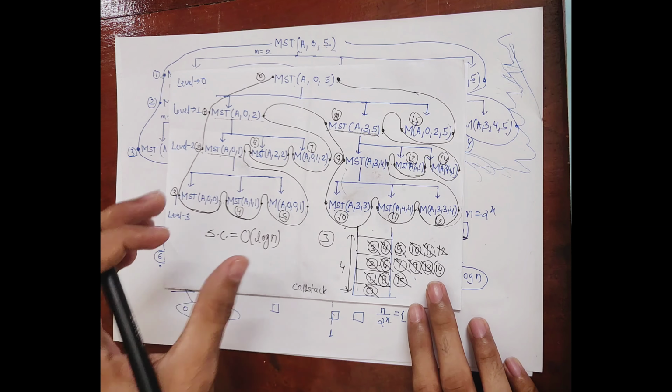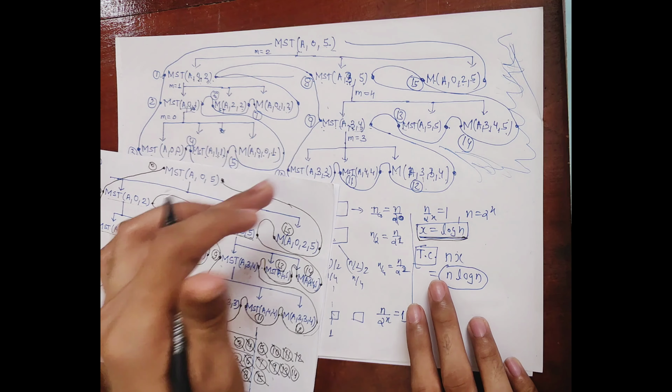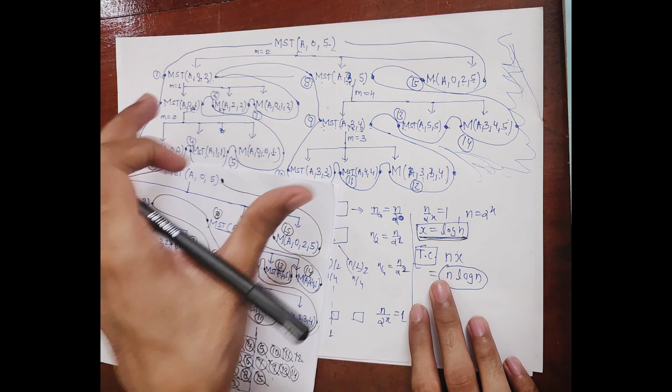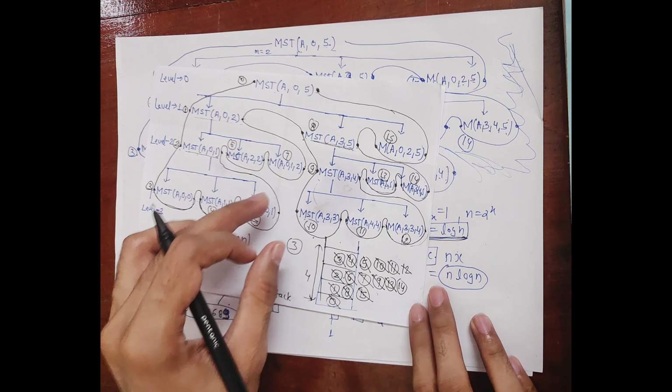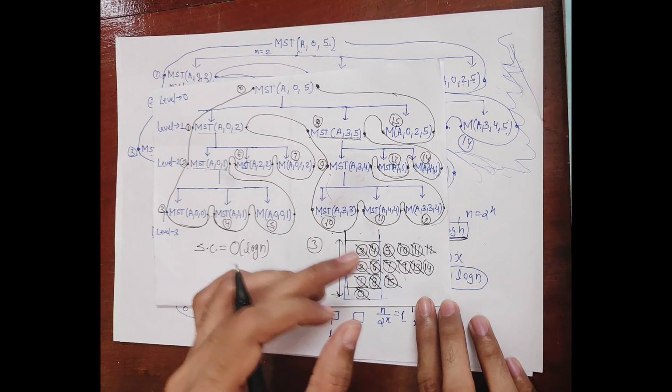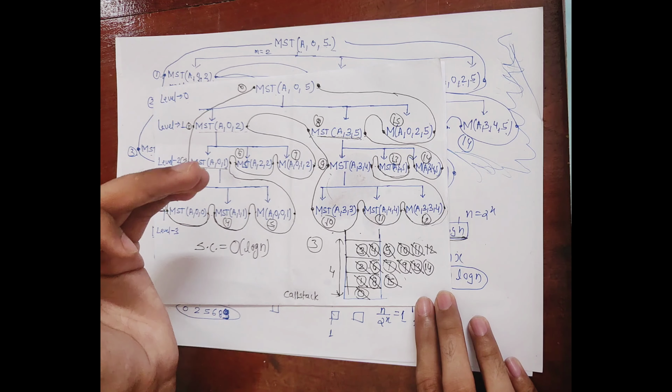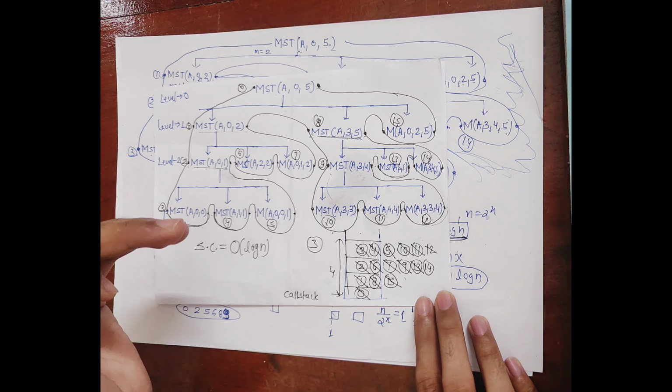So I will recommend you to draw by yourself, and first of all watch part 1, then draw the tree, then find the time complexity, then draw this, and then do like this. Then you will understand how we can find the complexity of recursive trees, right?